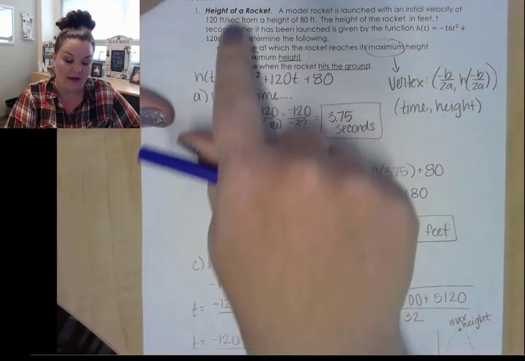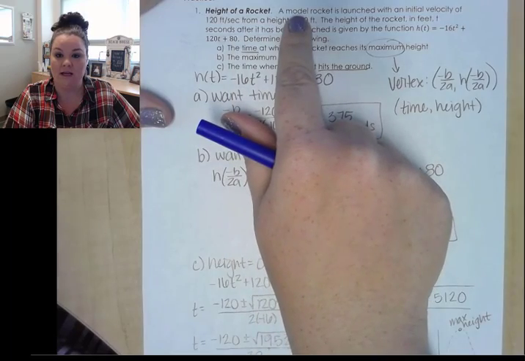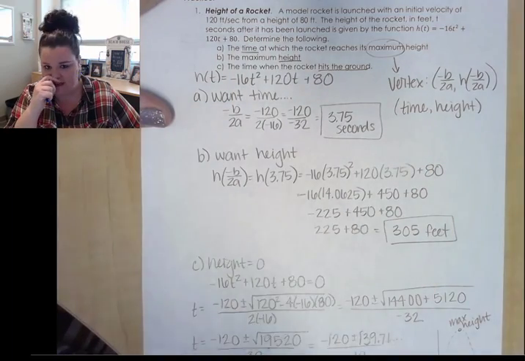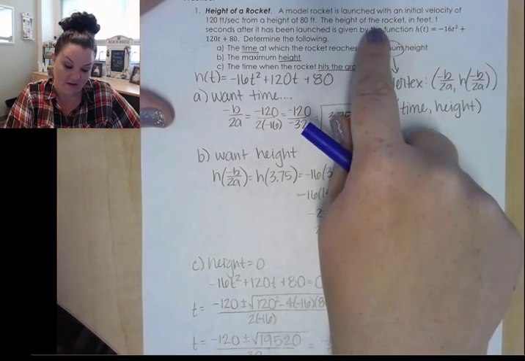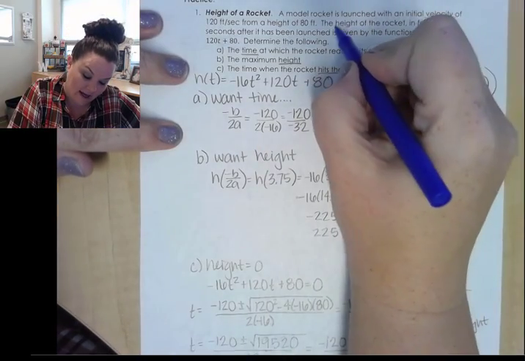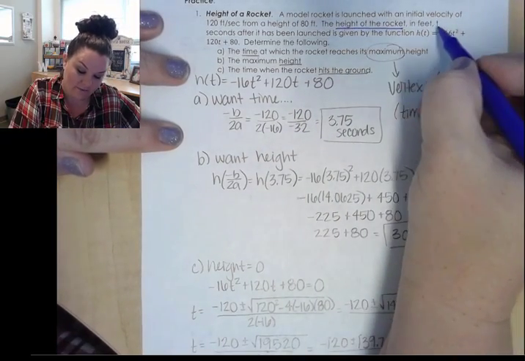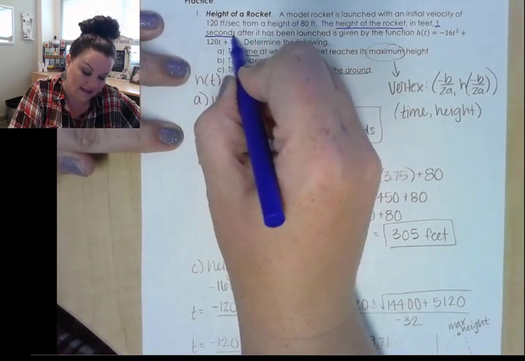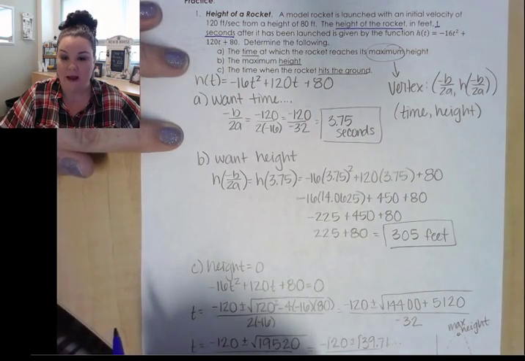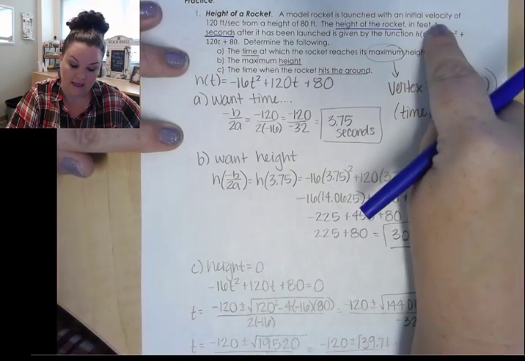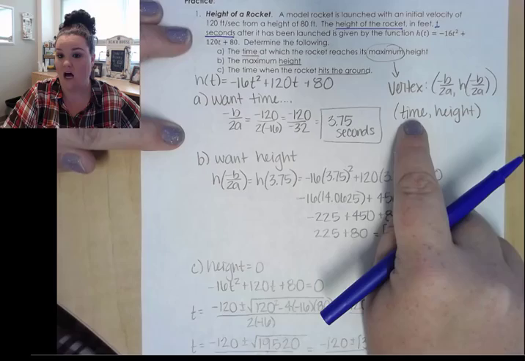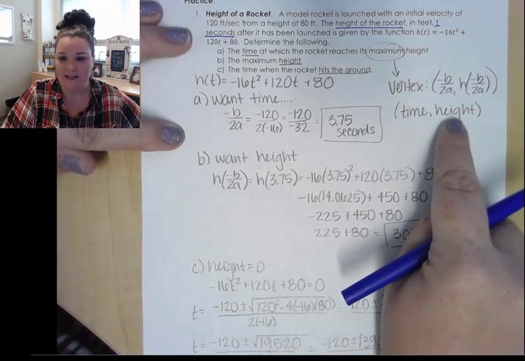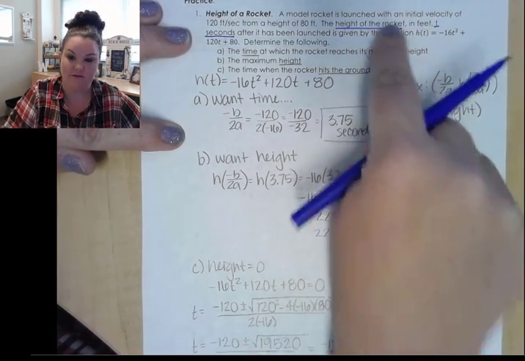So this one's talking about the height of a rocket. A rocket is launched with an initial velocity of 120 feet per second from a height of 80 feet, and it gives us the height of the rocket in feet, t seconds after it has been launched. So right away, we know that what we're plugging in, t, is our seconds. I want to write that as our time or seconds, whatever you want to do. And what we're getting out is the height of the rocket, okay?